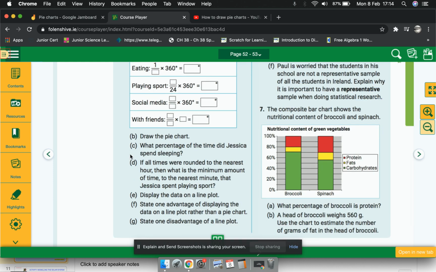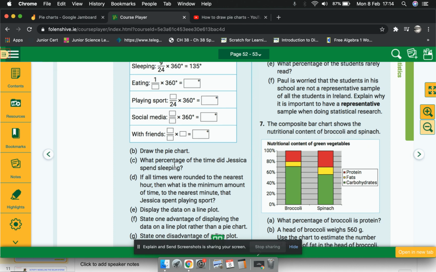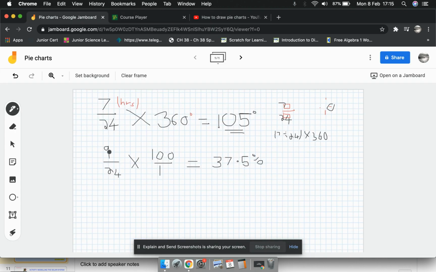It says, what percentage of the time did Jessica spend sleeping? Right. What tends to happen here is people tend to get so focused in with the angles that they forget about the basic ways we work through these questions. So what percentage of the time did Jessica spend sleeping? Let's go back up here and figure out how many hours she spent sleeping. 9. Okay, she said 9 hours sleeping. So that's time. And she spent 9 out of 24 hours sleeping.